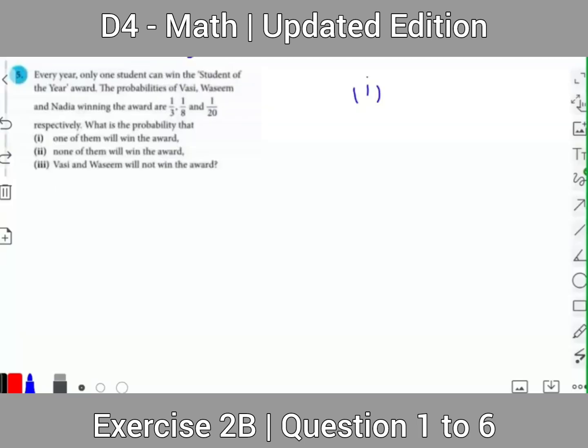Now, in part 1, we have to find the probability that one of them will win the award. So the probability that either one will win will be equal to, by adding the given probabilities of winning of Wasi, Wasim and Nadia respectively, and those are 1 over 3 plus 1 over 8 plus 1 over 20.